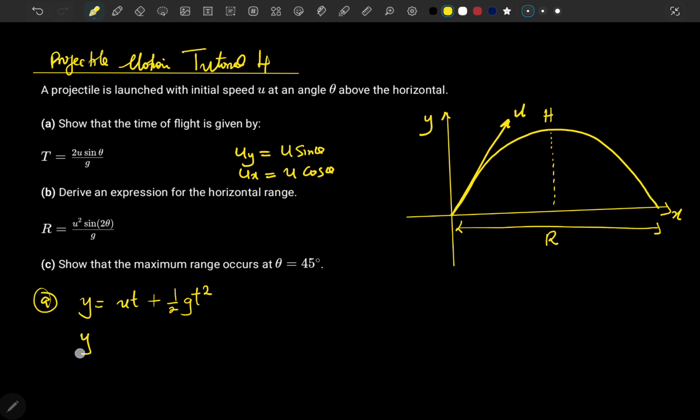So we have y equal to u sine theta. It is in the y, so I need to put y there. So this will be u sine theta times t. Now because the motion is going up, this will be minus 1 over 2 g t squared.